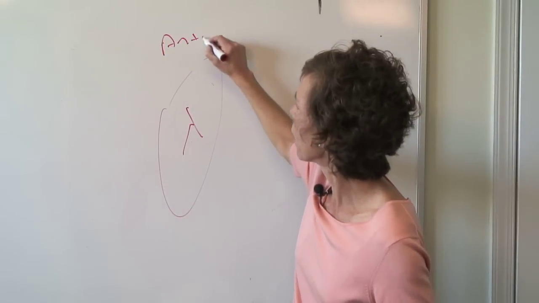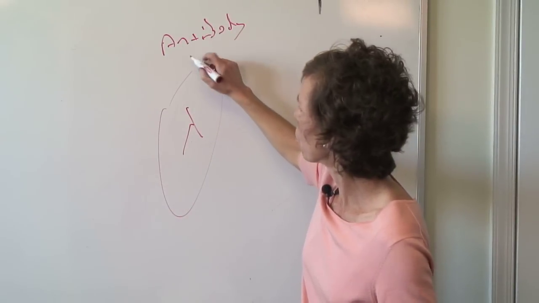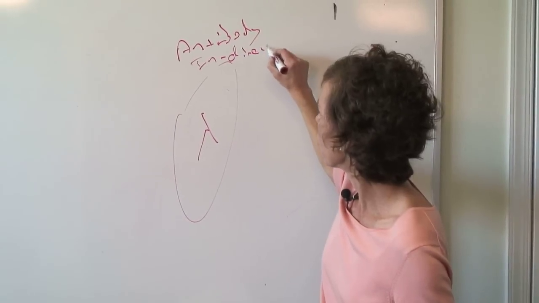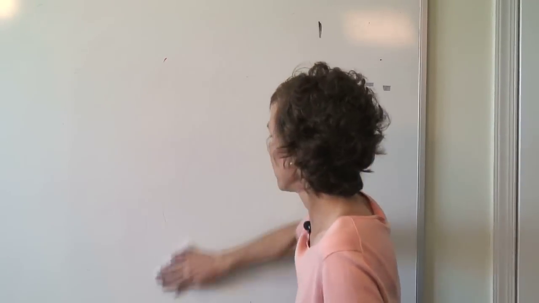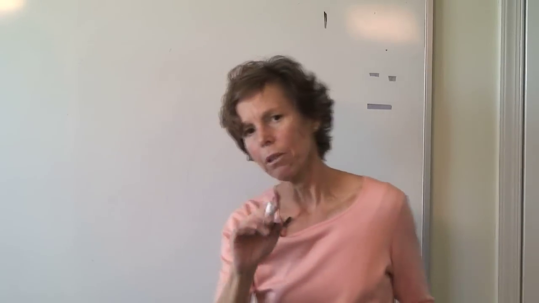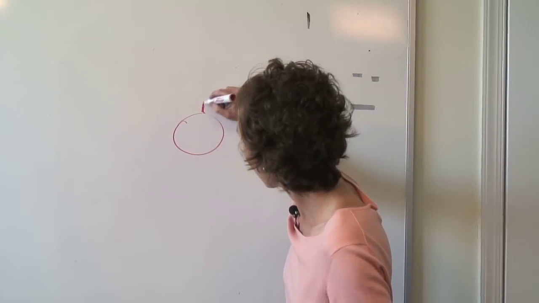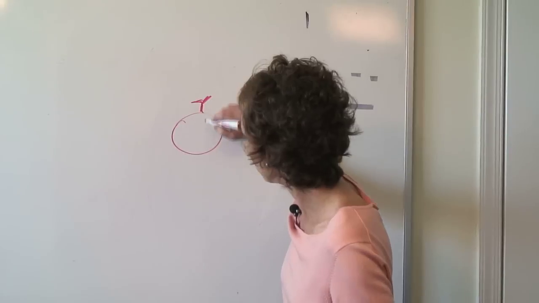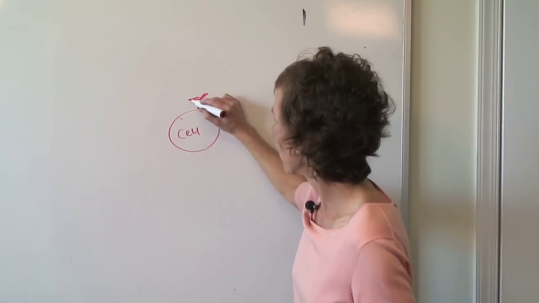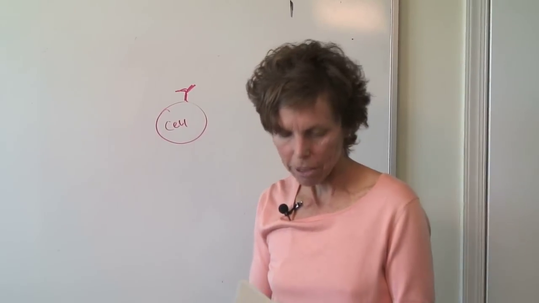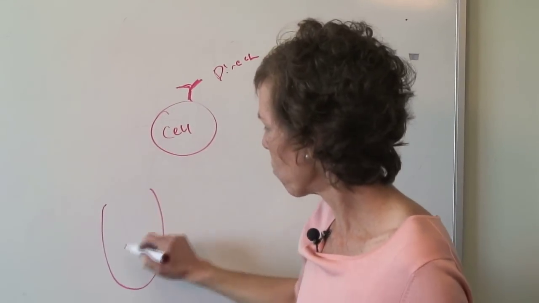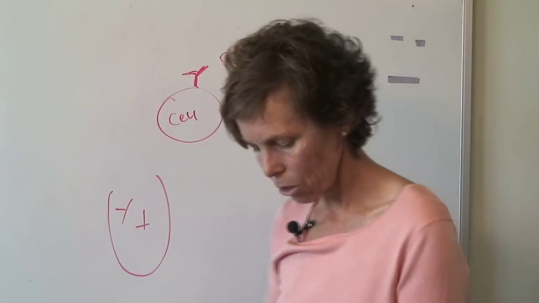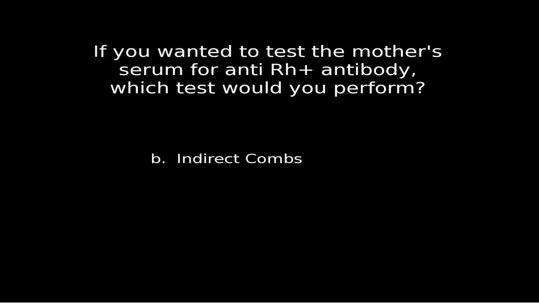So I think of it as antibody, sort of two words, indirect. Indirect Coombs. If, on the other hand, you wanted to see if, for example, the little guy's RBC had an antibody on it, if you wanted to see that the cell had an antibody or antigen already on it, then you could do a direct. So if it's just the antibody in the serum, then it's an indirect Coombs. If it's on the cell itself, then it's a direct Coombs.